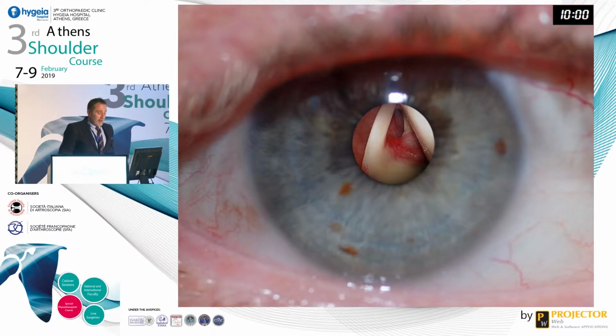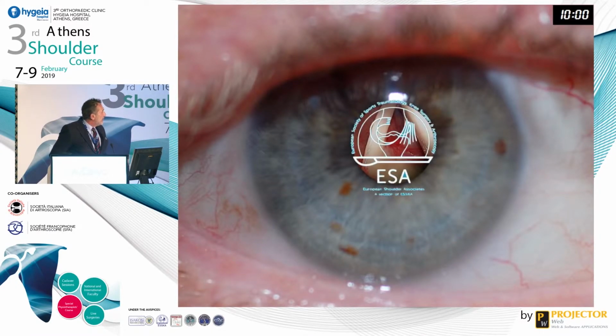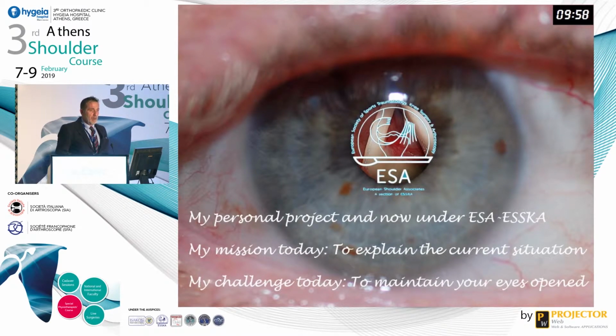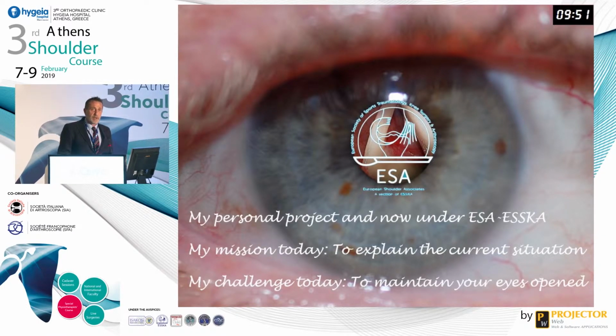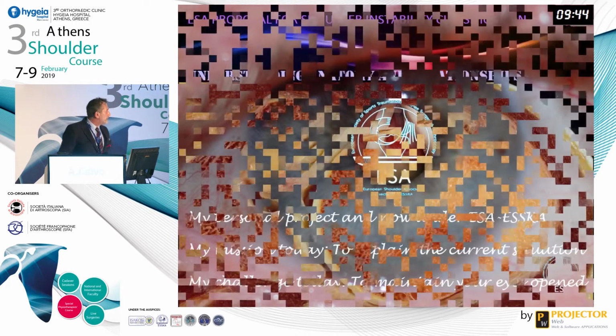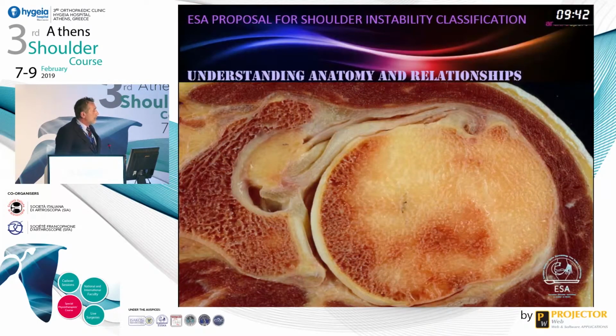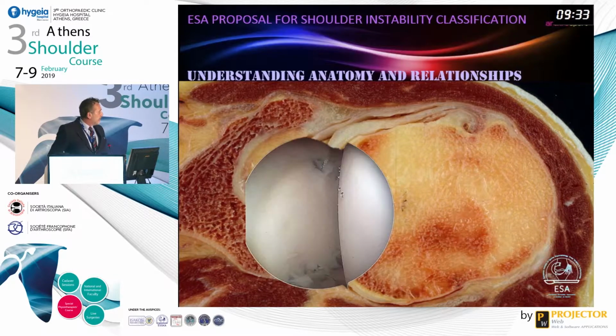This is the picture of my own eye, because it's my personal project since 10 years ago. My mission today is to explain the current situation about shoulder instability classification, and my challenge is to keep your eyes open in the early morning. Good. We have to understand the anatomy, but our objective is always the same: to obtain a functional shoulder after an instability event.